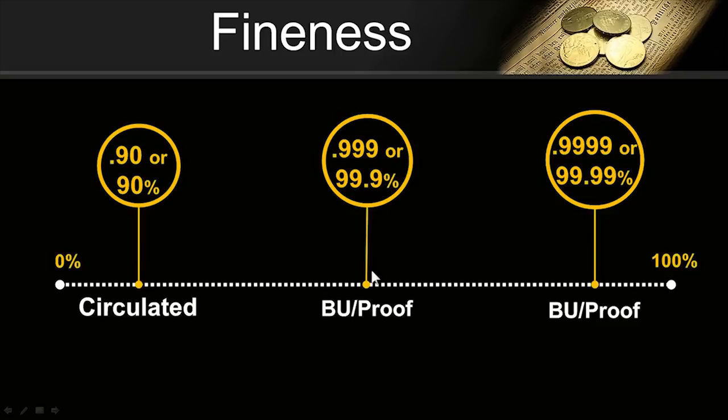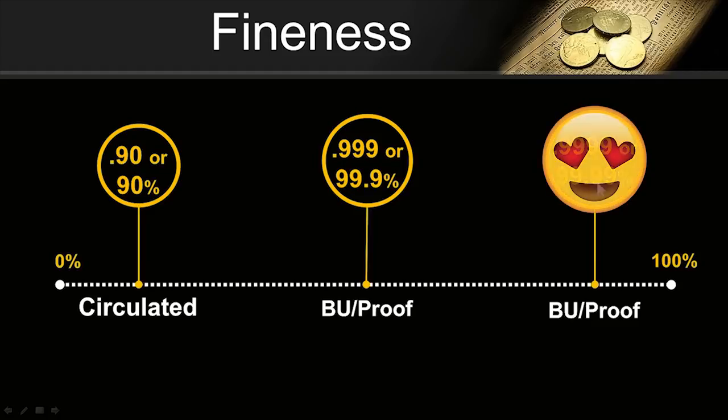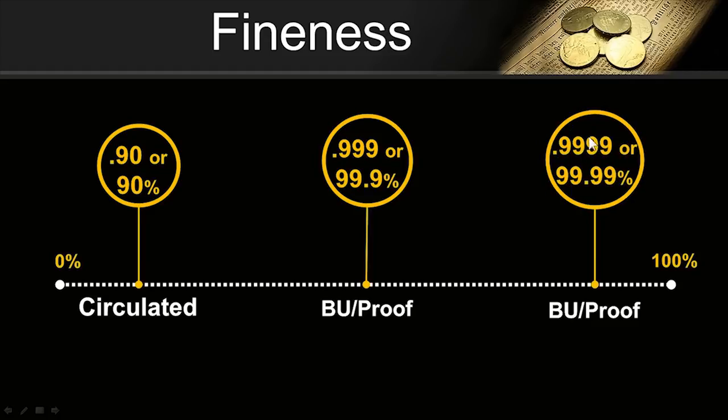Next is you got your BUs and your proofs. And those are usually 0.999, which is 99.9% silver. And then you also have BUs and proofs that are 0.9999, and that's 99.99% pure. And what this is going to be is Royal Canadian Mint does it, the Perth Mint does it, different mints. You're just going to look for the fineness.